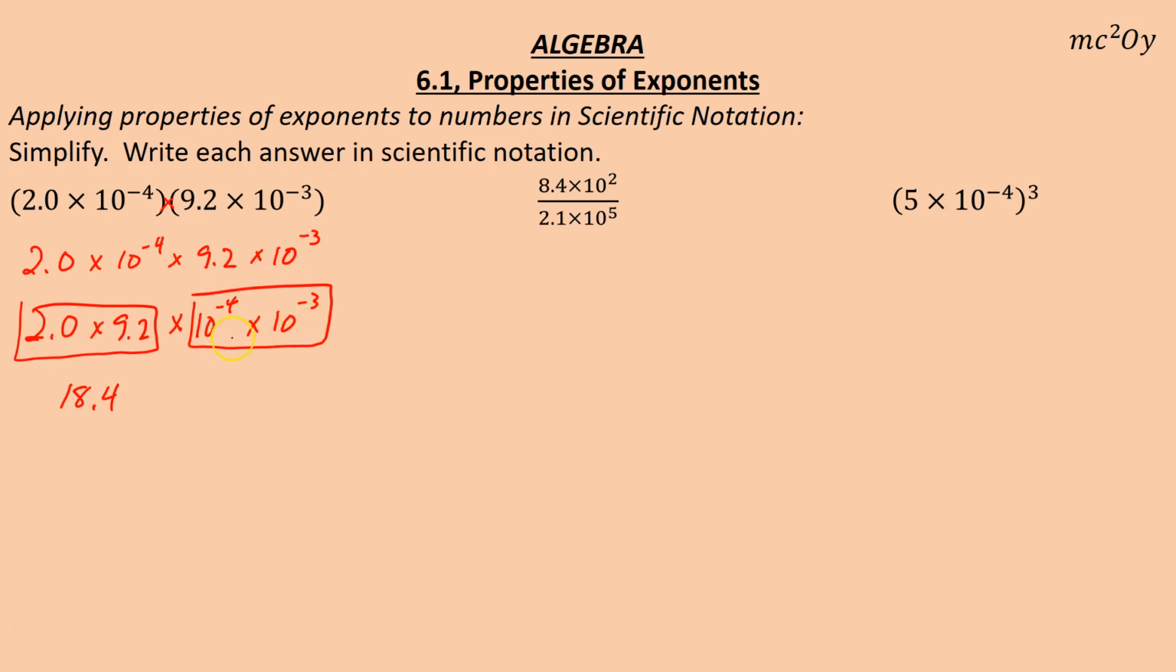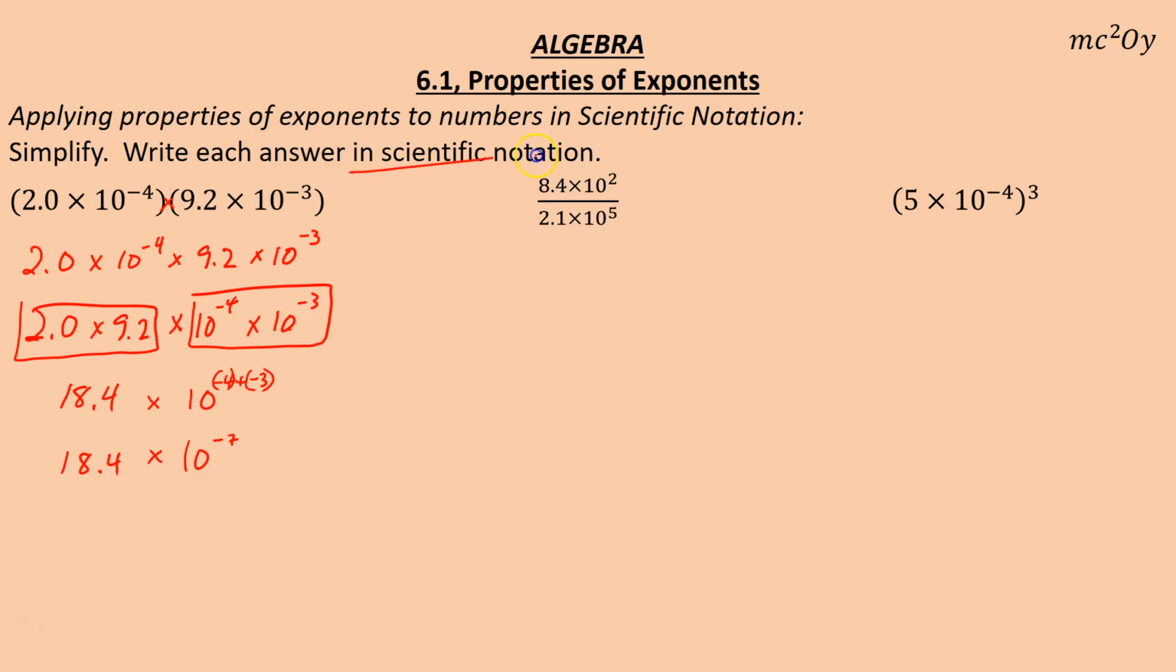10 to the negative fourth and 10 to the negative third, well, same base. Negative 4 plus negative 3, right? So just applying our properties there, negative 4 and negative 3 gives me 10 to the negative 7. There's a multiply in between, so I have 18.4 times 10 to the negative 7.